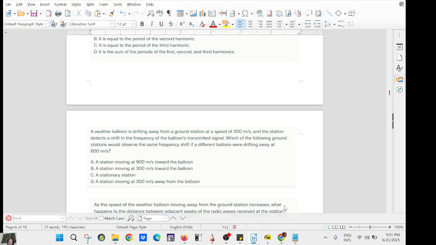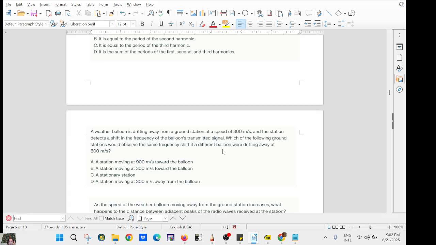Okay, so there is a relative motion between the weather balloon and the station. So here, the weather balloon is moving away. So this is the source. The source is moving away from the observer.